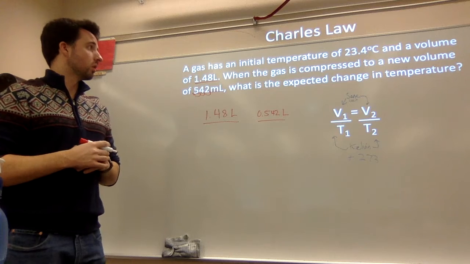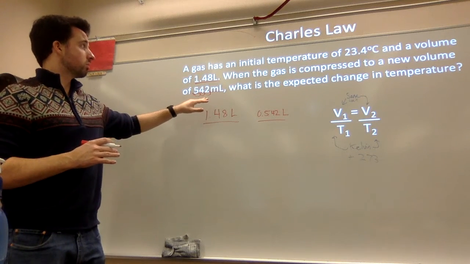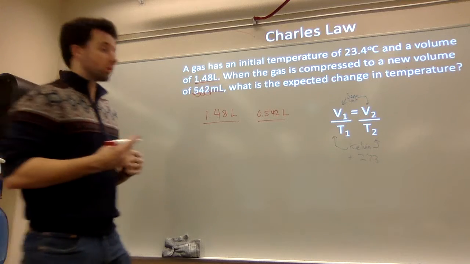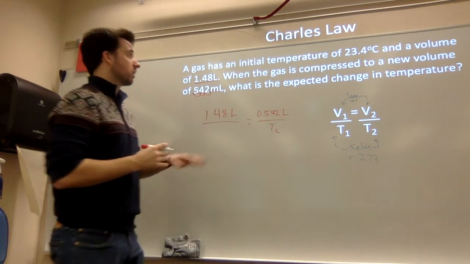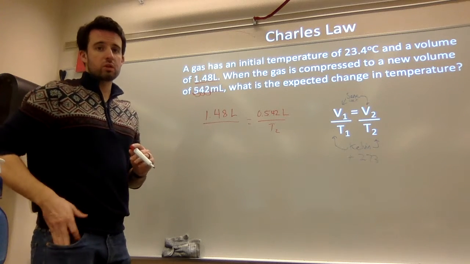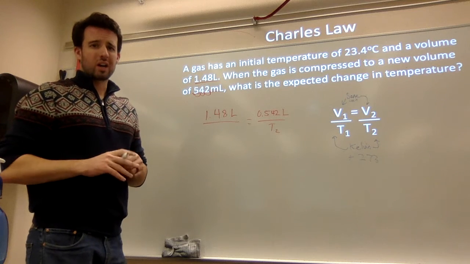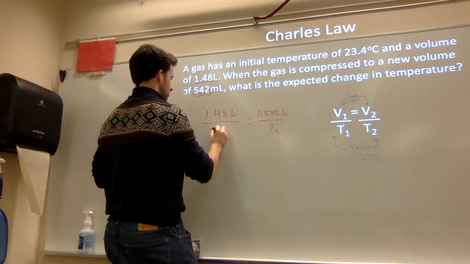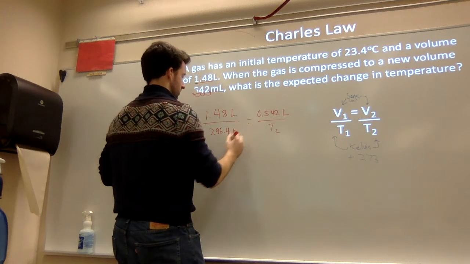For temperature, it gives us a new volume, but it doesn't give us a new temperature. So we're solving for T2 here. T2 is what we're solving for. And our original temperature is going to be whatever 23.4 is plus 273. I believe that's going to be 296.4 Kelvin.